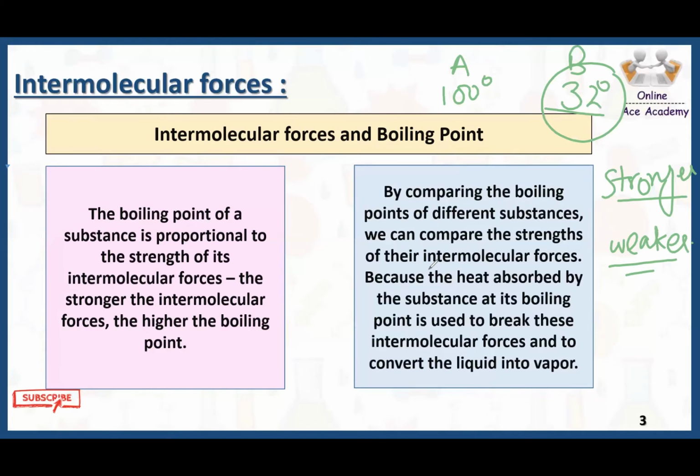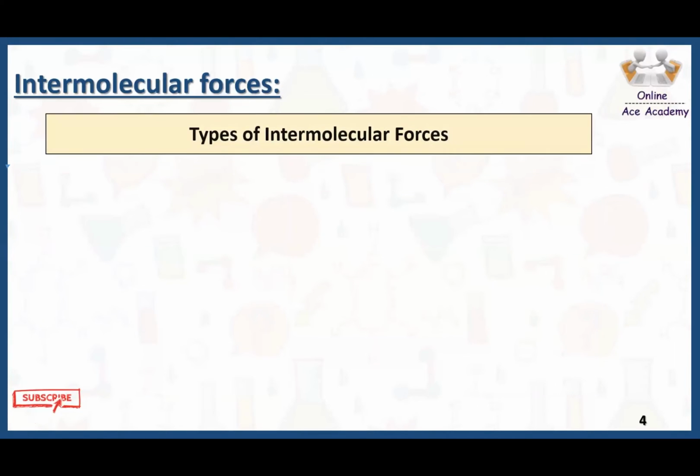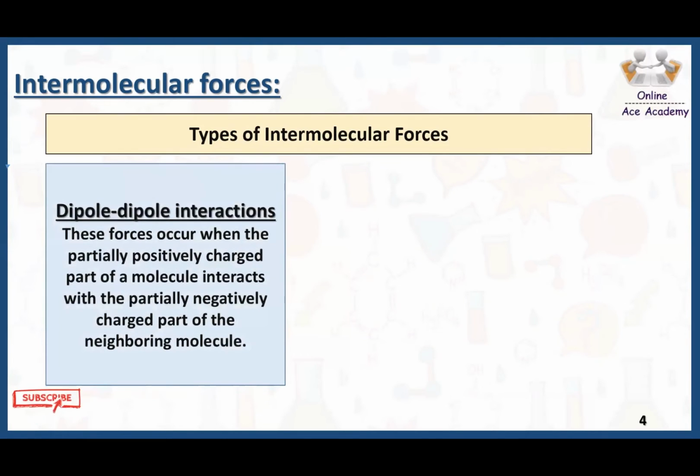The heat absorbed by the substance at its boiling point is actually used to break the intermolecular forces and to convert a liquid into a vapor. So this is how intermolecular forces are linked with the boiling point. Then we have some types of intermolecular forces. The first type of intermolecular forces is dipole-dipole interaction.